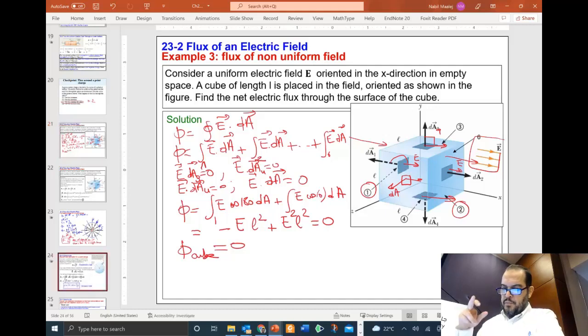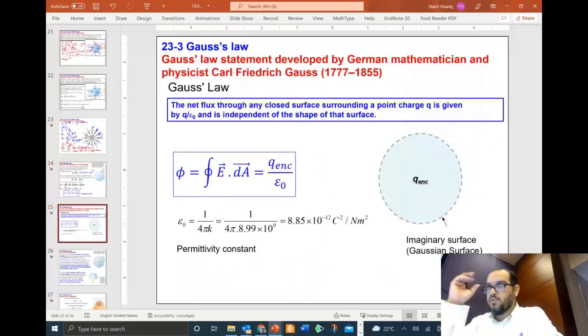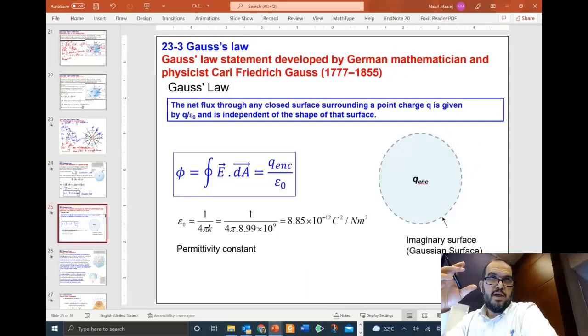Okay, so now let us go to Gauss's law. We just have proven Gauss's law for a point charge. We determined that if we have a point charge, the flux around that point charge is just equal to the charge enclosed divided by epsilon 0. Very surprising. Nobody expected this at the time of Gauss. He lived in the early 1800s. He was a German physicist and mathematician, and he came up with this rule.